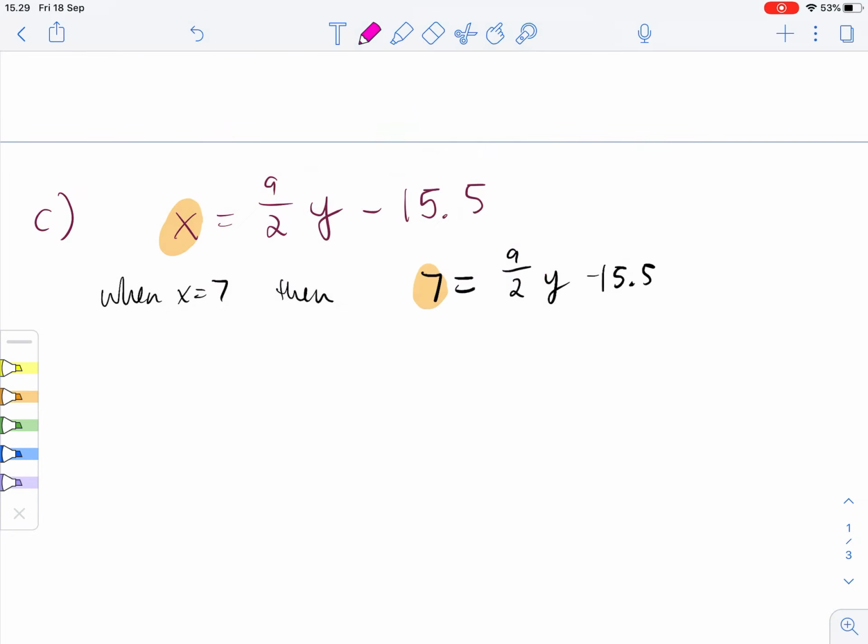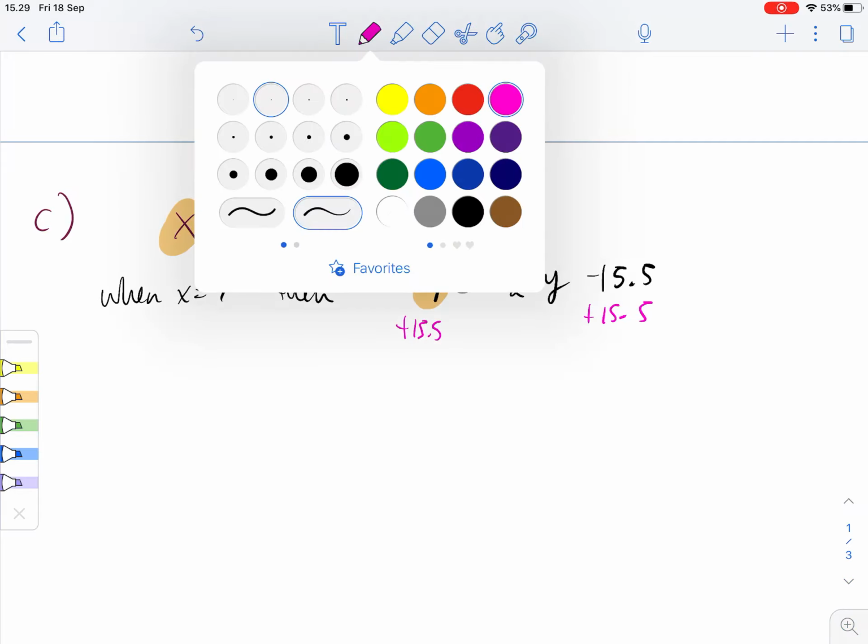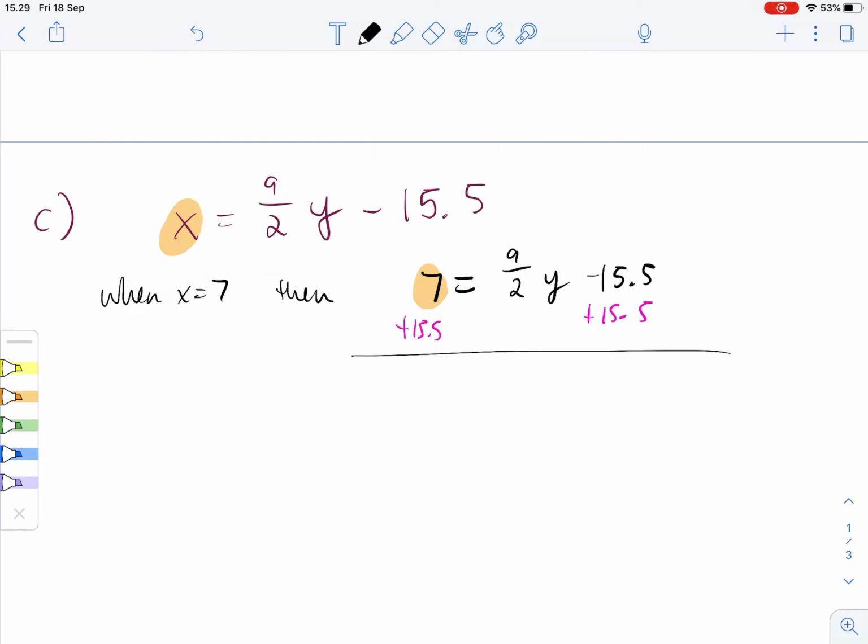Now I'm going to add 15.5 to both sides, because I'm trying to solve for y. So this goes to 0. 7 plus 15.5 is 22.5, equal to 9/2 y. And now, in order to get 1 of y, because right now we have 9/2 y, I'm going to multiply by the reciprocal on both sides.